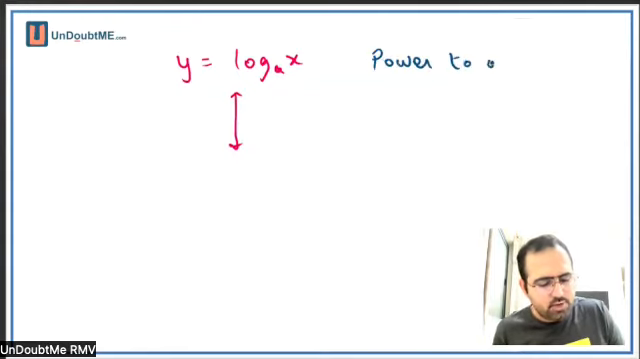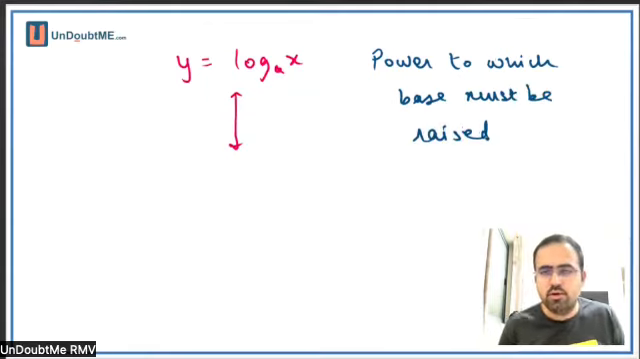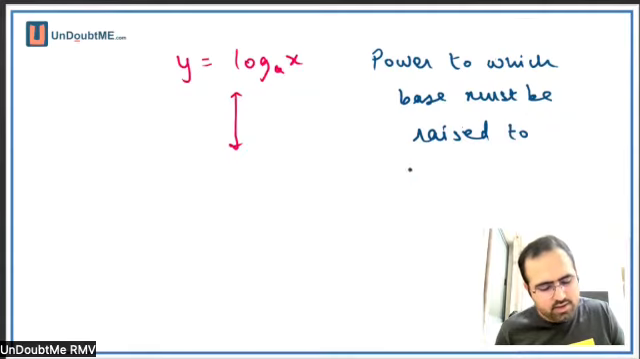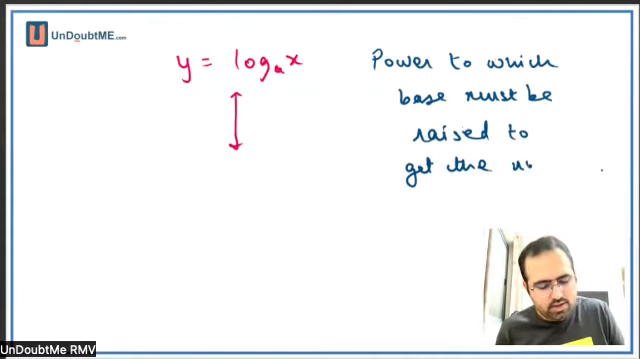So power to which base must be raised. It is very easy to learn because there is a rhyme in this. Power to which base must be raised to get the number. This is a bookish definition. We'll try to make some sense out of it.